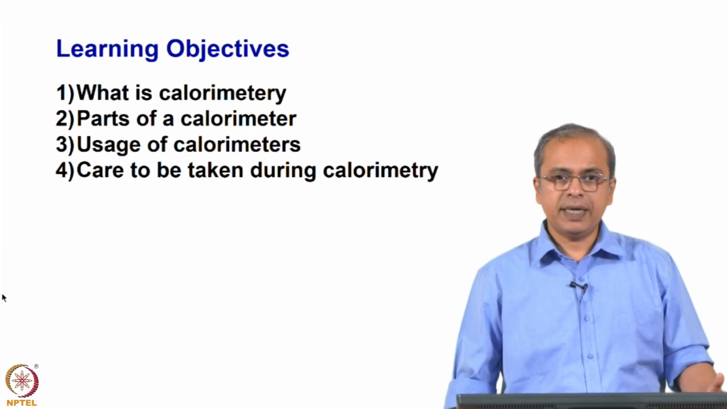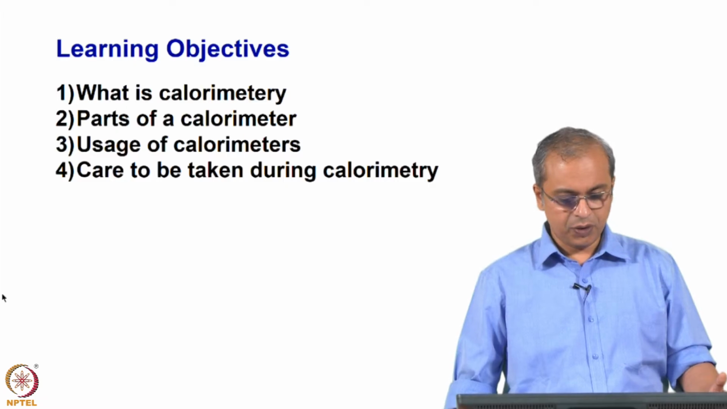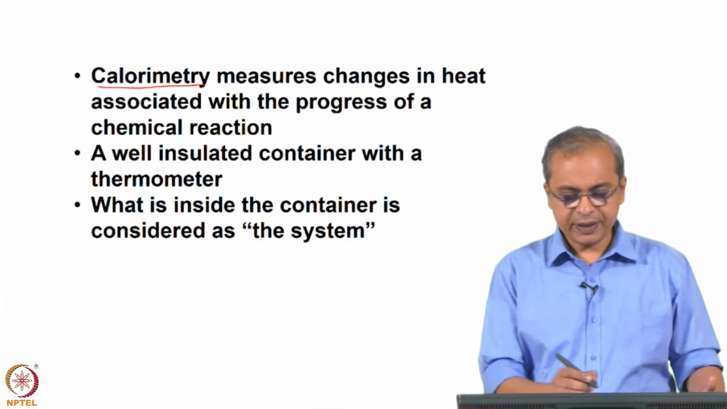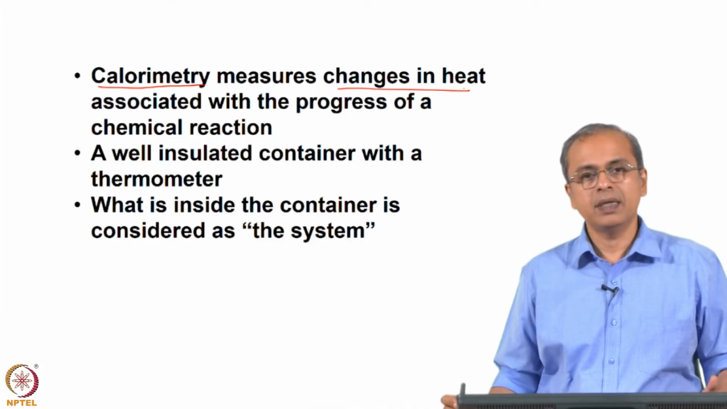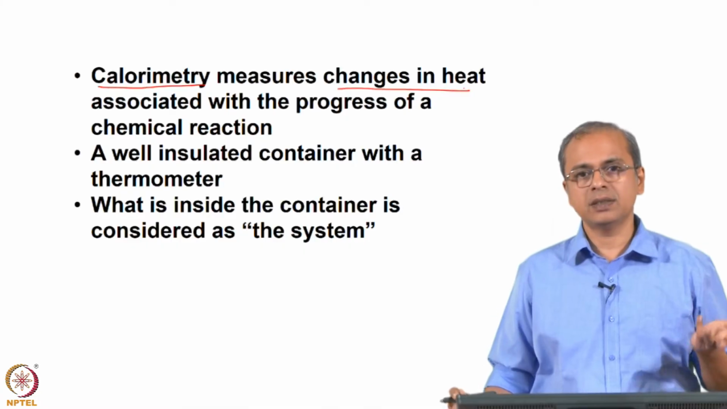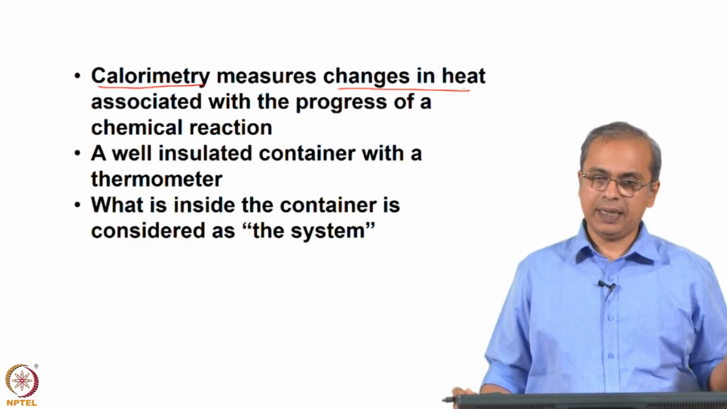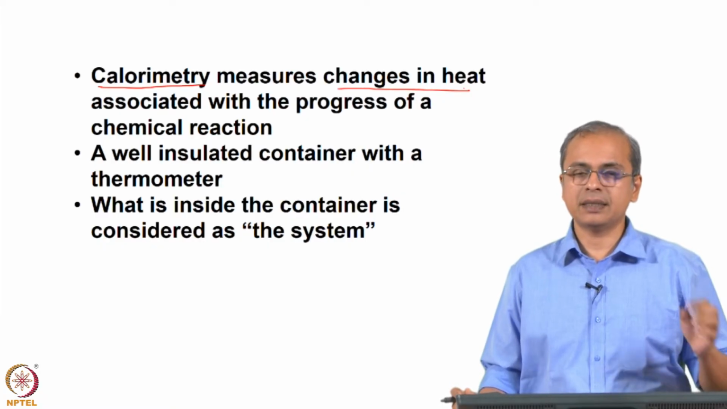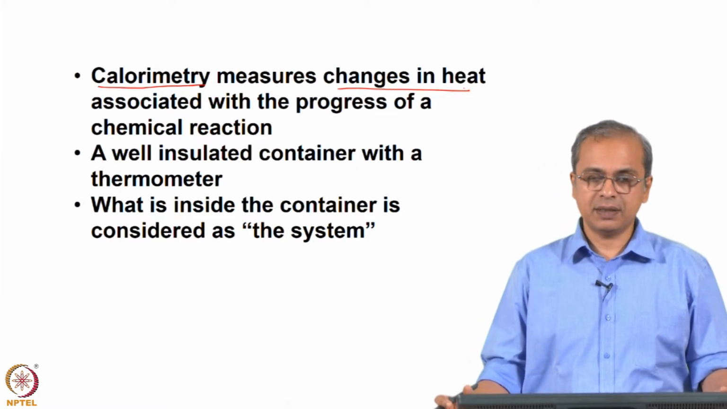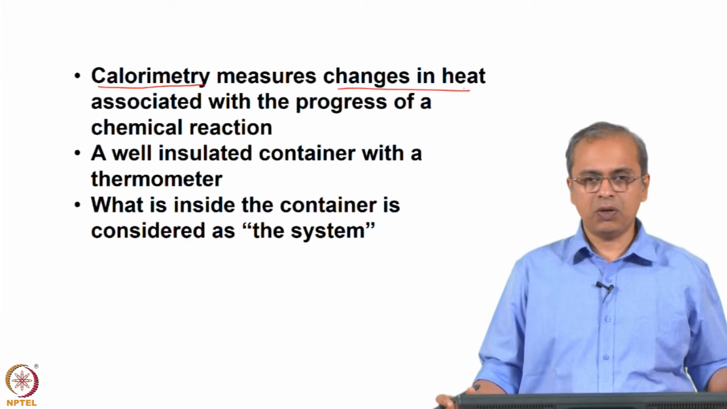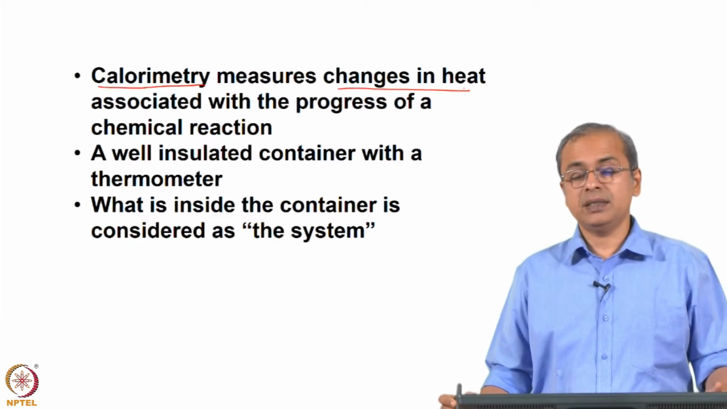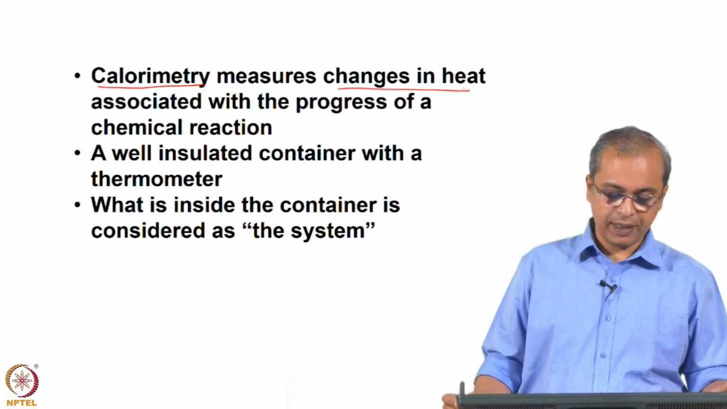So, we will begin by looking at this first point, what is calorimetry. In fact, calorimetry simply measures changes in heat associated with progress of a reaction. Typically we are associating it with chemical reactions of different forms. You can also have phase transformations and things like that, which may be relevant in the metallurgical or materials science context, but at some fundamental level they are all chemical changes of some nature, and so calorimetry measures changes in heat associated with the progress of a chemical reaction.